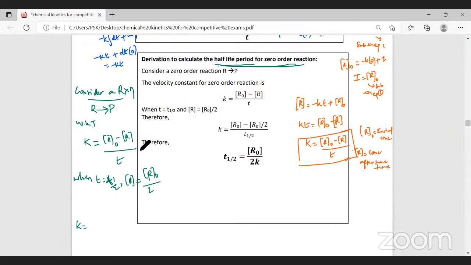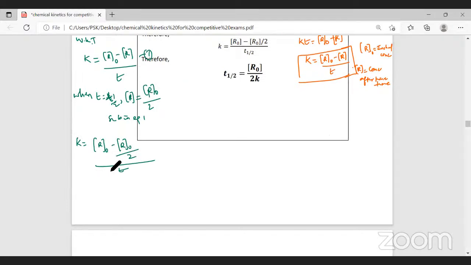K will be substituted. This we mark as equation number 1. When you substitute in equation 1, what do we get? We get K is equal to R naught minus R naught by 2, divided by T half. So how do I simplify this now?